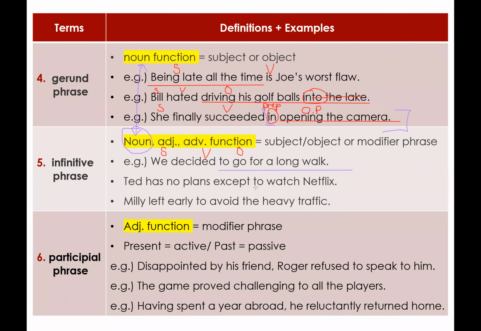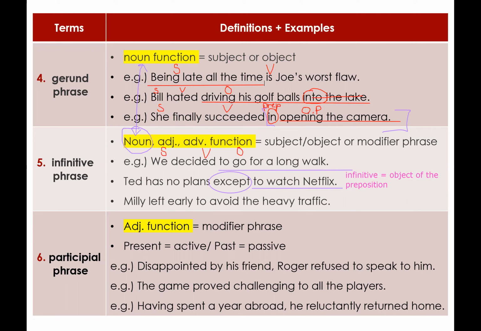And the second example, Ted has no plans except to watch, to plus verb, that's our infinitive, to watch Netflix. So we know that except is a preposition. So in this case, our infinitive phrase is functioning, pardon me, as object of the preposition, right? And the whole chunk would be our prepositional phrase.